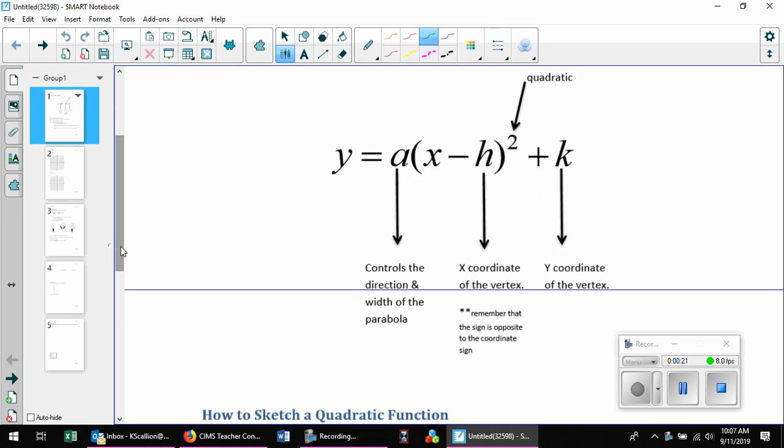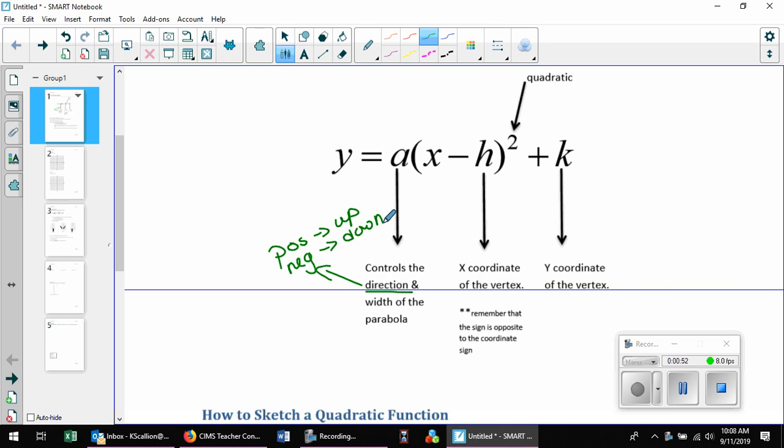So if it's the number in front of the x, it's going to control the direction, because if it's negative, which way do you open? Down. If it's positive, it's going to open up. So the direction is linked to whether it's positive. Positive is up, and negative is down. Now, we did all these graphs yesterday. So what we're doing today is we're combining all the pieces together.